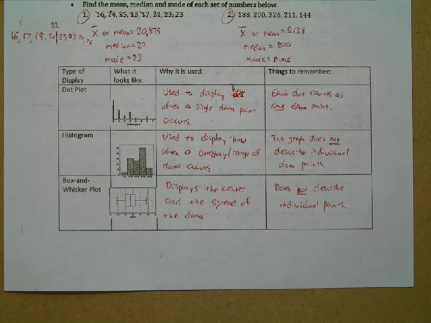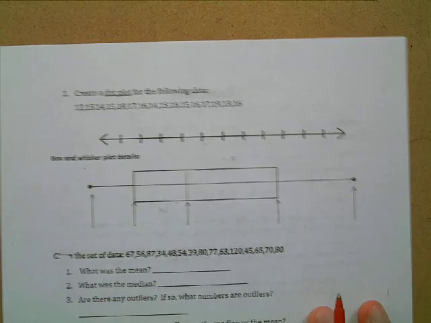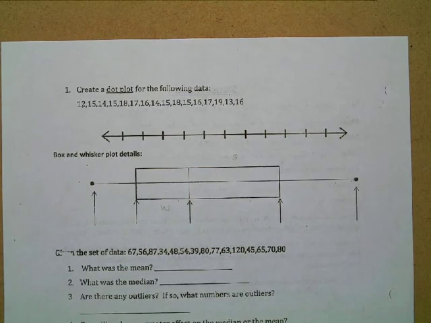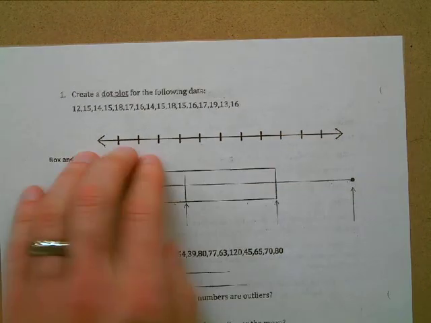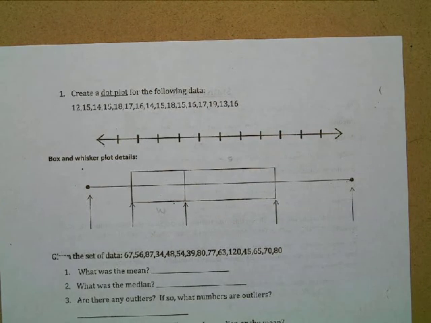Okay, so turn your papers over there. Anyone still writing? No? Okay. So let's look at our dot plot here then. We're going to graph these data points. You'll see we've got a number line here. Now we've got to make our number line for this data.